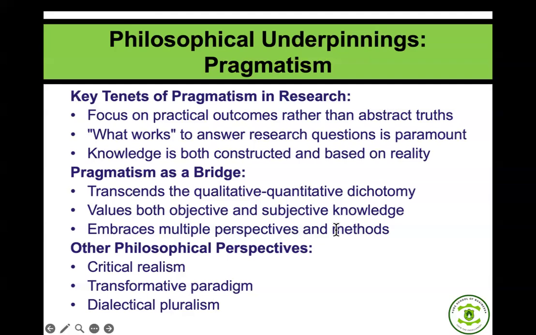Then, last but not the least, when we are looking at pragmatism as a key philosophy for mixed methods, knowledge is seen as both what? Constructed and based on what? And based on reality. And so pragmatism is seen as a bridge that will transcend the qualitative and quantitative dichotomy. When we use pragmatism, it also values both the objective and the subjective knowledge that will come from both quantitative and qualitative approaches. And last but not the least, it embraces multiple perspectives and multiple methods.